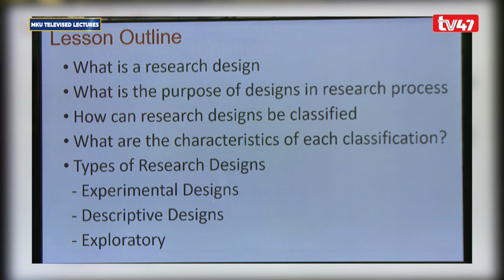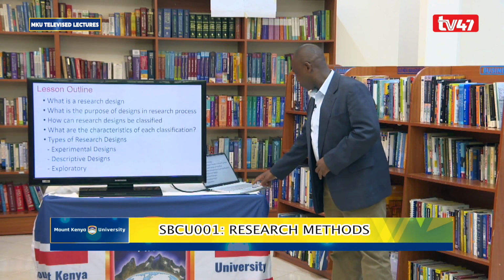Our lesson outline for today, we start by defining what research design is, the purpose of research designs, the research process, how research designs are classified, the characteristics of each classification. Then we will go into the main presentation of the class by looking at three main categories of research designs: experimental designs, descriptive designs, and exploratory designs.